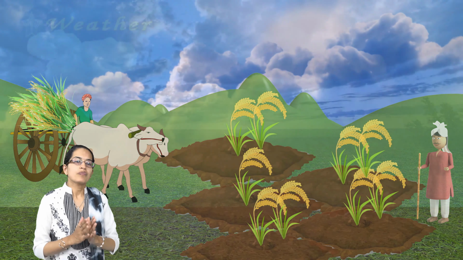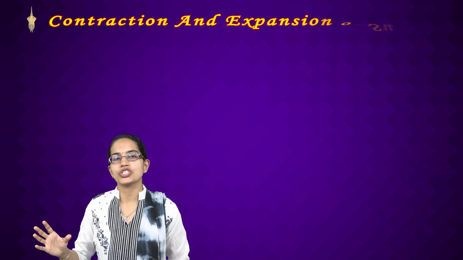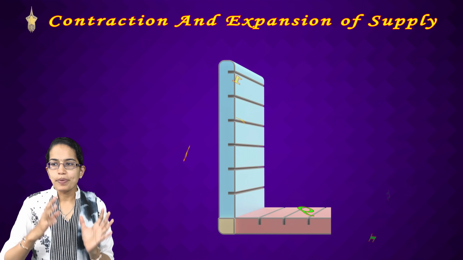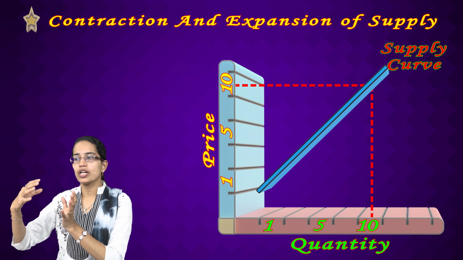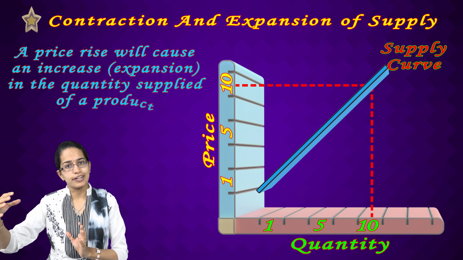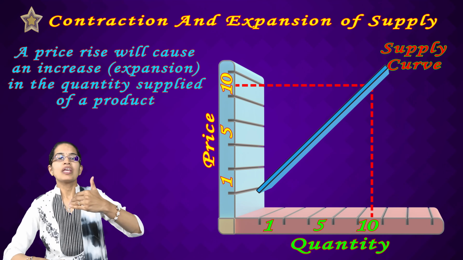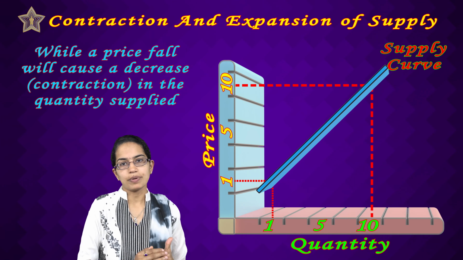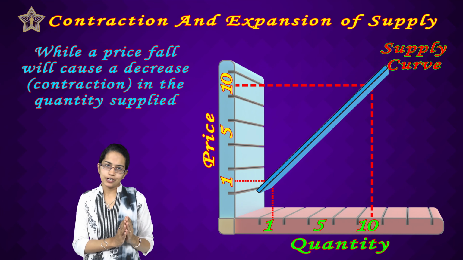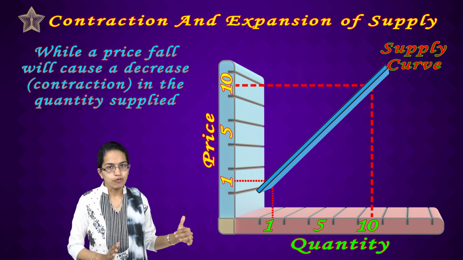Now, similar to the demand, we have contraction and expansion of the supply. Now, price would rise as there is increase or expansion in the quantity which is supplied into the market, and similarly the price would decrease if there is a contraction in the quantity supplied. So if my quantity supplied reduces, my price would definitely fall down.